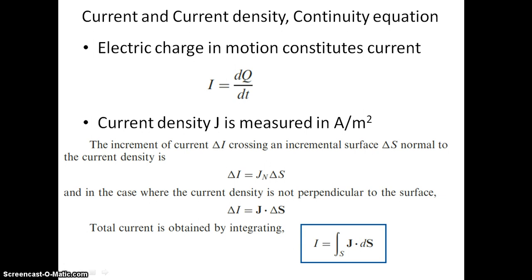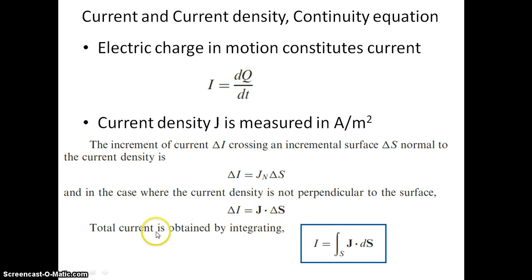Now how do you define current density? Current per unit area is called the current density. Current density is measured in ampere per square meter. Now consider the increment of current. Consider a small differential current del I crossing a small surface area del S normal to the current density. So del I equals Jn, the current density, into the surface area, so Jn into del S.